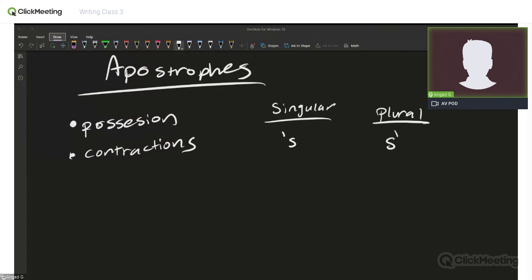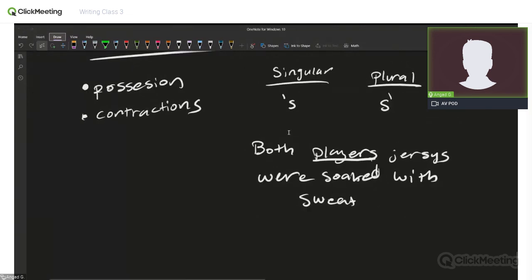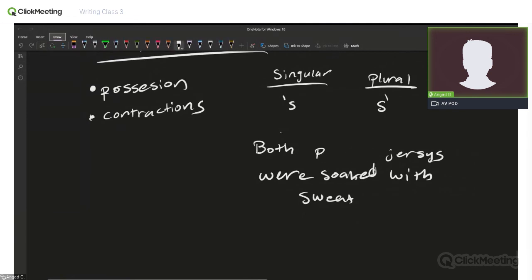So let's say we have, both players' jerseys were soaked with sweat. All right. So based on what I just said, what do you guys think, what should this players turn into so that we're using apostrophes correctly? Players, right? Because there are multiple players. It's a plural subject, so we're going to put players apostrophe. You guys get that?